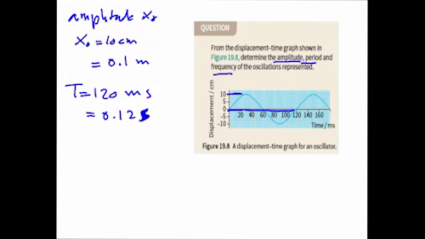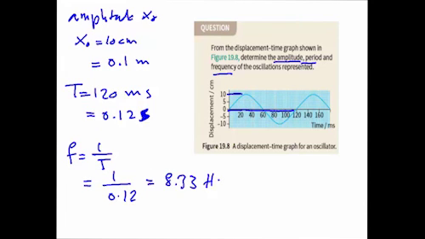What about frequency? Frequency is 1 over T, so it will be 1 over 0.12, which is equal to 8.33 hertz. Because frequency is represented using hertz, which is 1 over second, that's why here we have to use the unit of second.